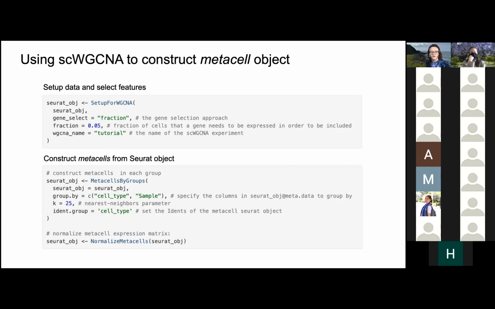So you might end up with one Seurat object that has five or six different WGCNA experiments in it. After we set up the Seurat object for WGCNA, we run the metacells by groups function. This constructs metacells separately for any groups that you give it. Typically, we want to split by biological sample and by cell type or cluster. We also give it the k nearest neighbors parameter. Here it is k equals 25, which is how many cells are going to be aggregated together to form one metacell.